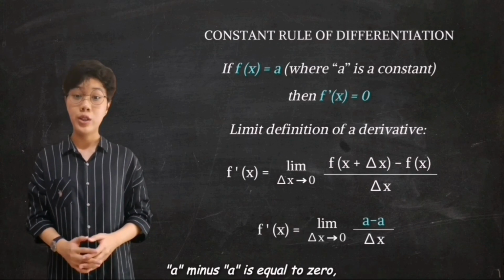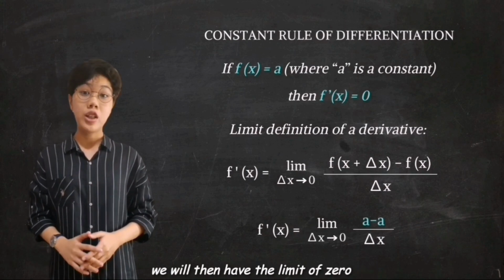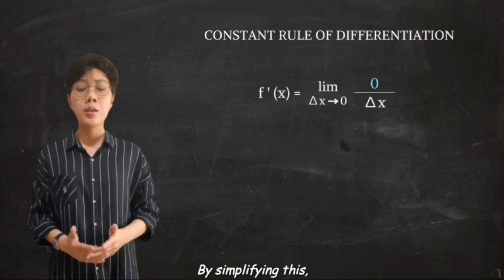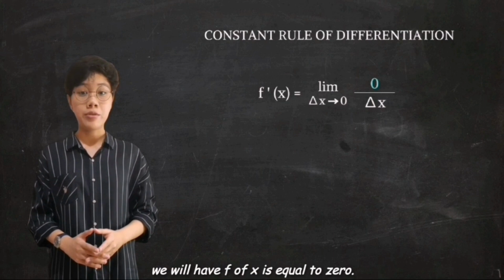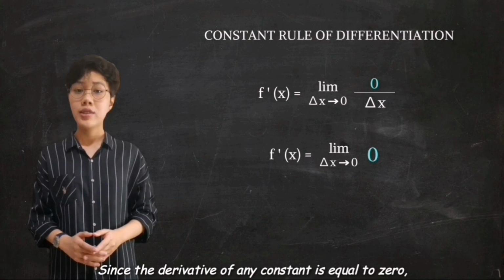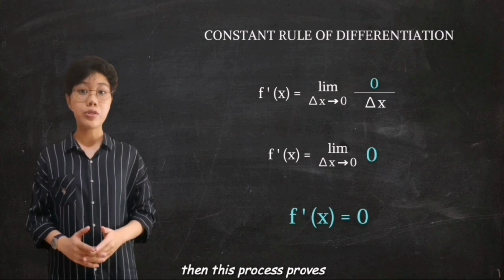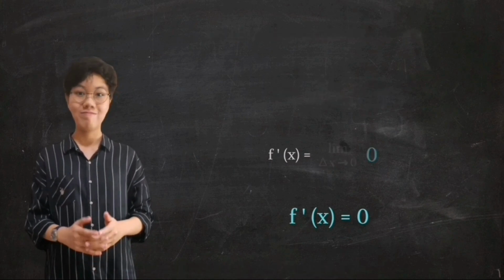A minus a is equal to 0, we will then have the limit of 0 over delta x as delta x approaches 0. By simplifying this, we will have f prime of x is equal to 0, and since the derivative of any constant is equal to 0, then this process proves the constant rule of differentiation.